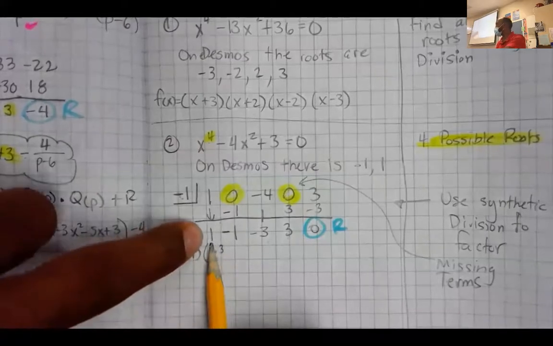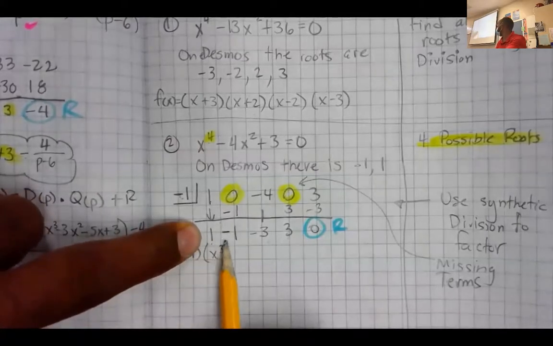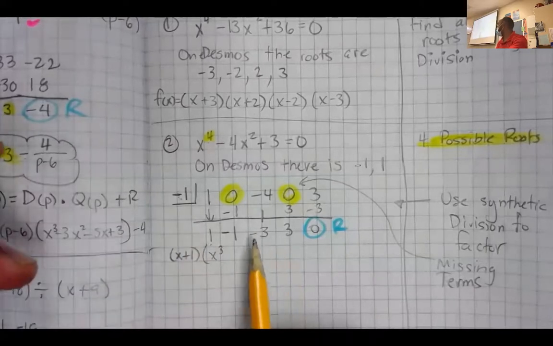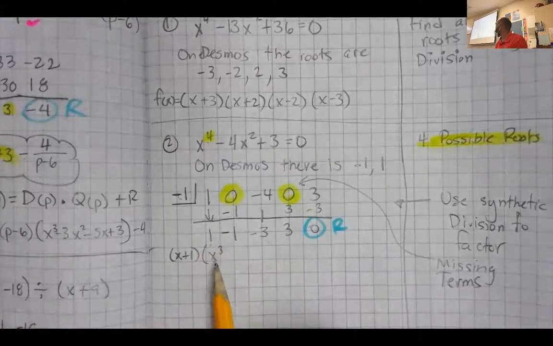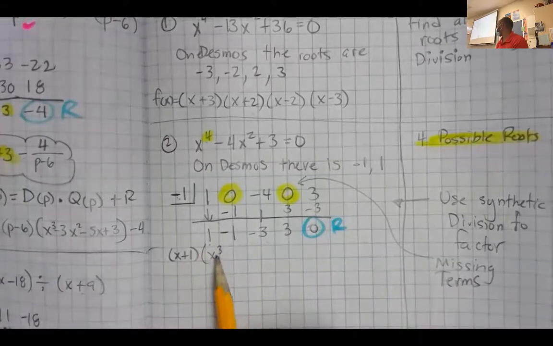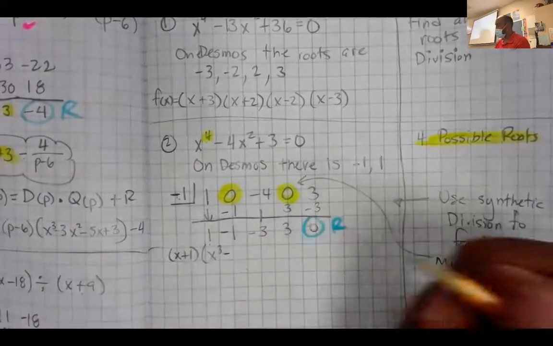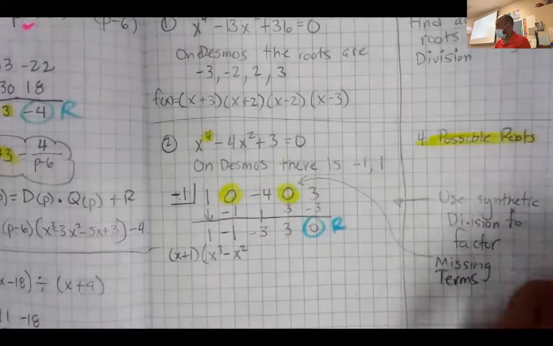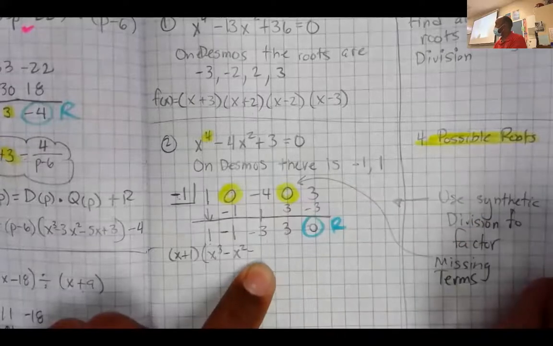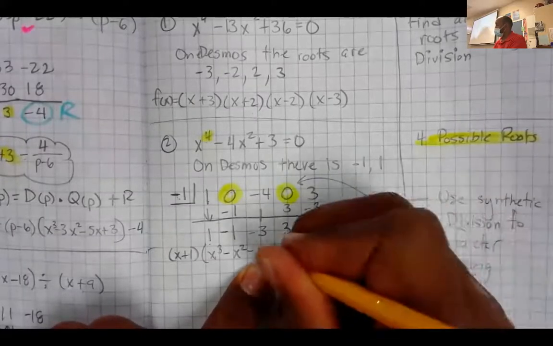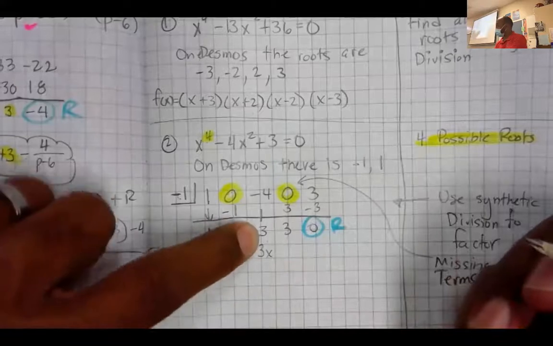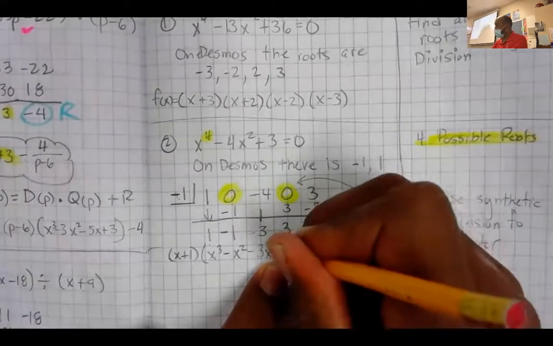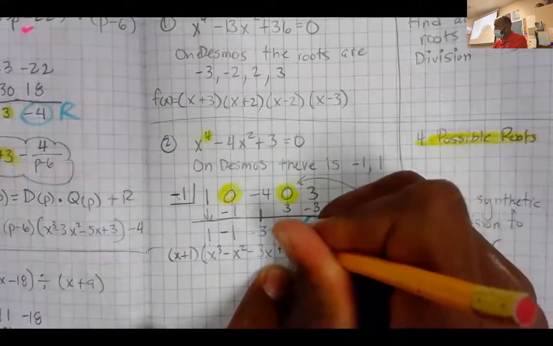So remember, I'm using these coefficients right here. All these numbers I came up with on the bottom, that's your quotient, that's your answer. Those are the coefficients for these terms. So the first one is x cubed. Next one is what? Minus x squared. Then minus 3x, because I'm just using these numbers here. Then plus 3. And that's the last part there.